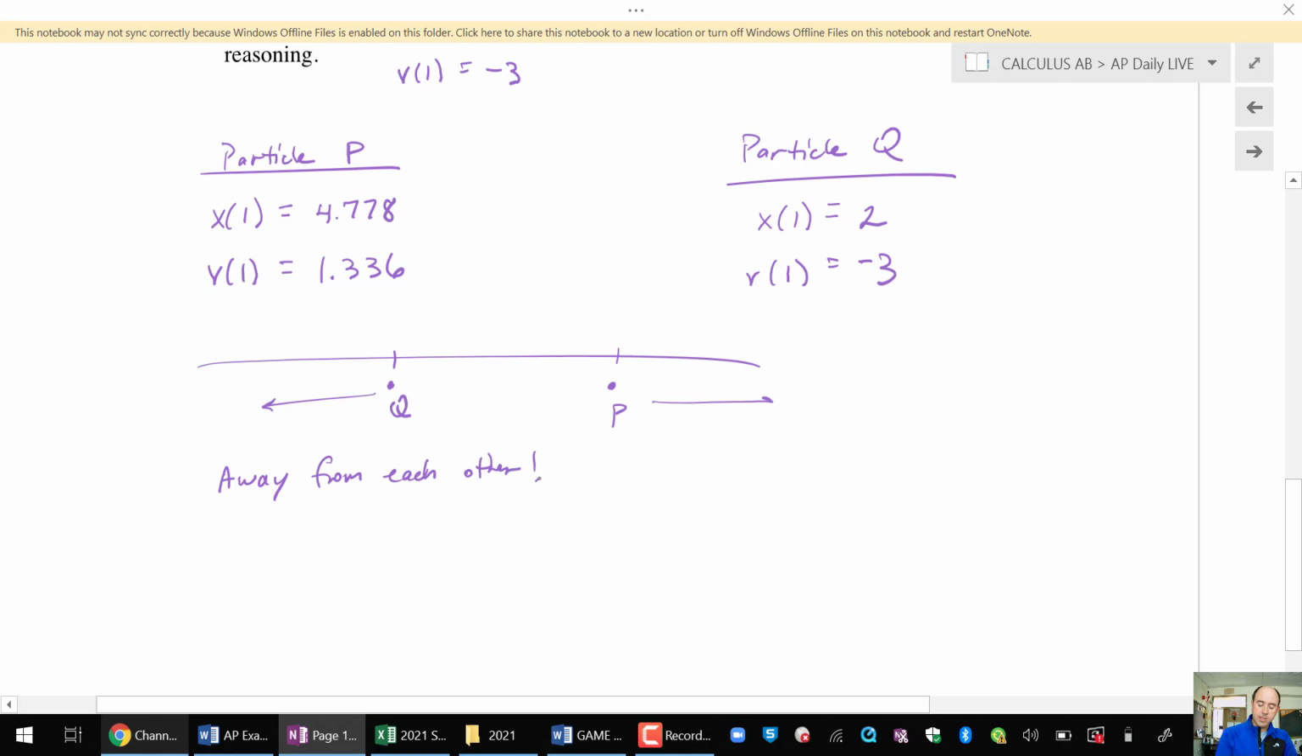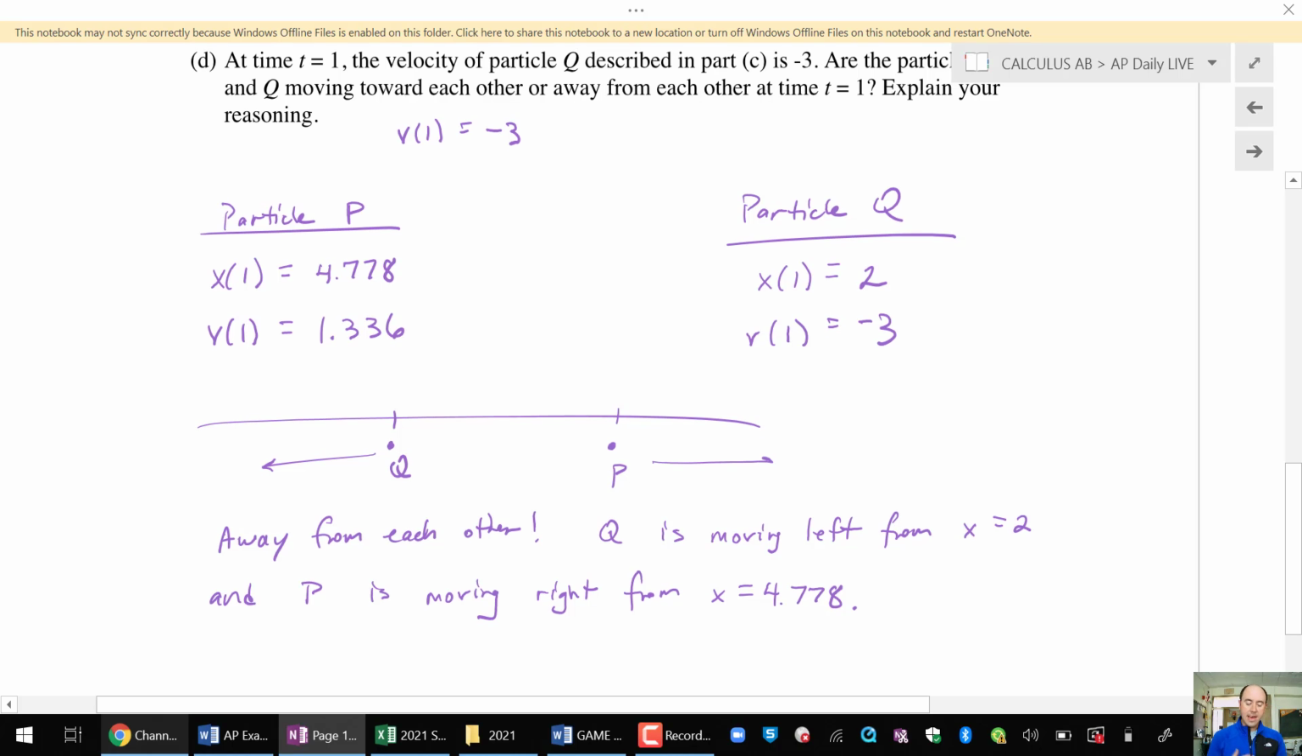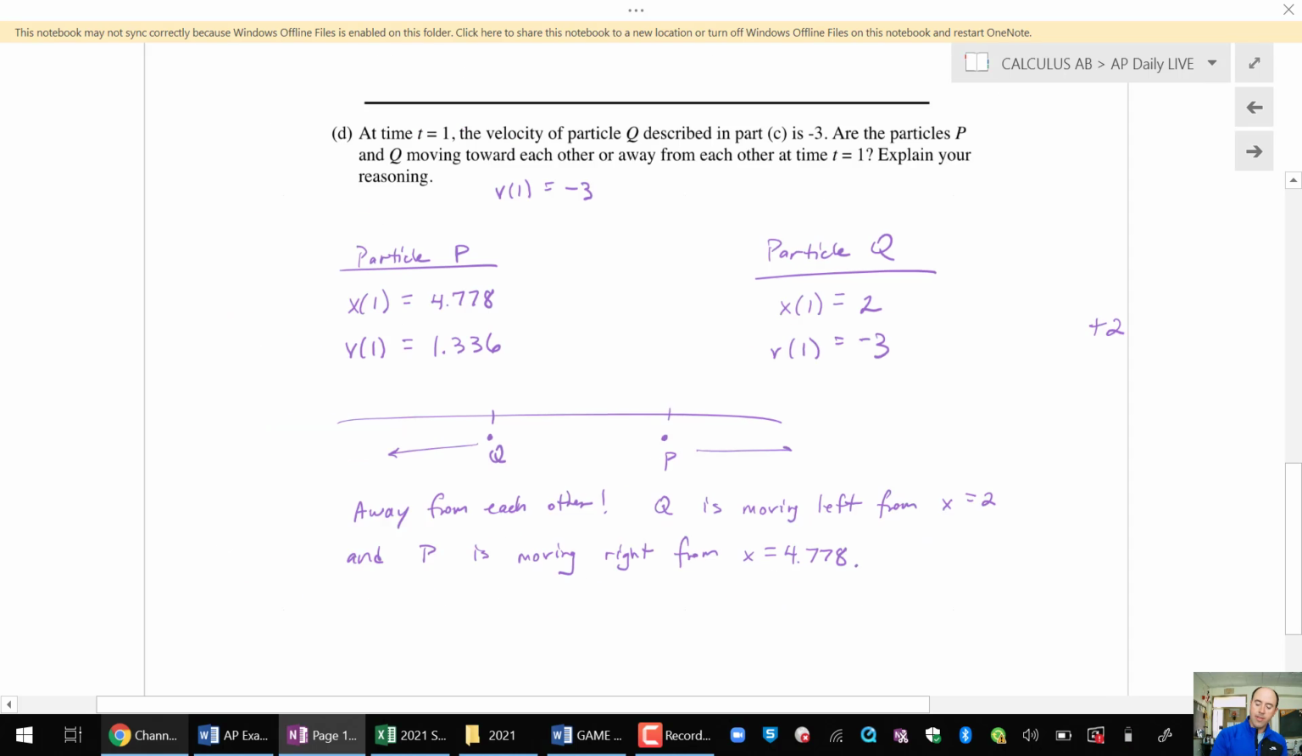And you could express that by saying Q is moving left from its point of x equals 2, and P is moving right from its point of x equals 4.778. Something like that would be considered a good enough reasoning and explanation for what's happening with those two particles. That's a 2-point part right there, +2.